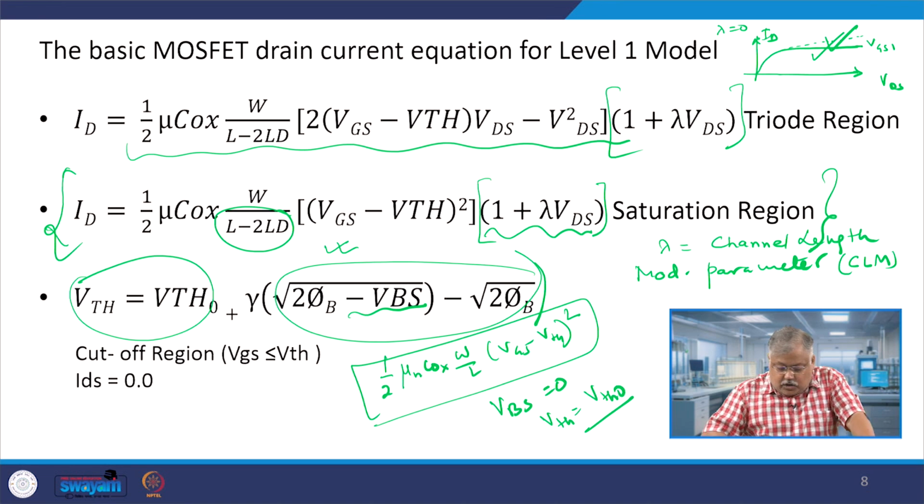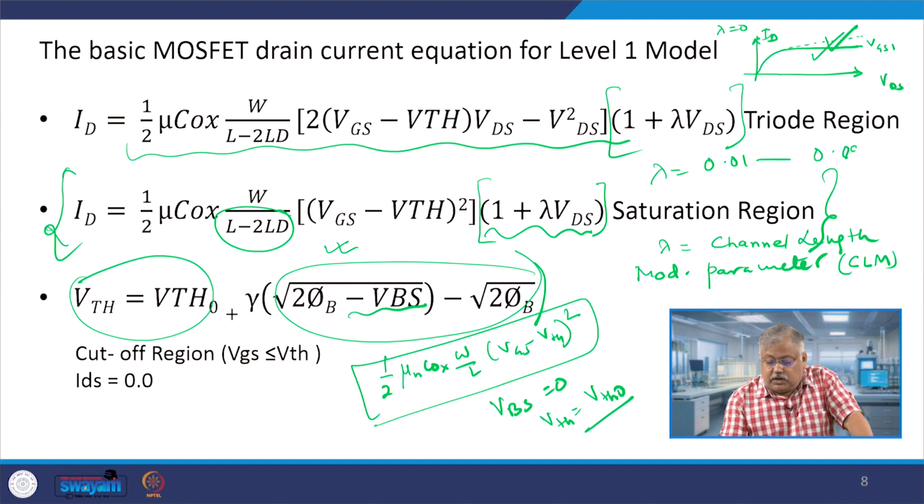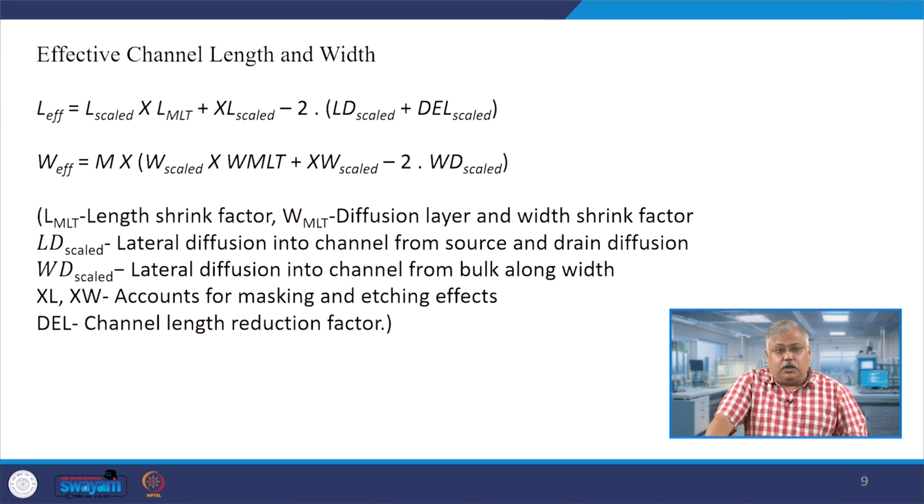The typical value of lambda in this case varies from 0.01 to approximately 0.09, or even 0.1 per volt. The higher the value, the more slope this will have, and the less resistance it will offer. So this is the basic level 1 model which SPICE uses, and it is very simple and straightforward to get the result. Now, let us look at the effective channel length and channel width of the device.